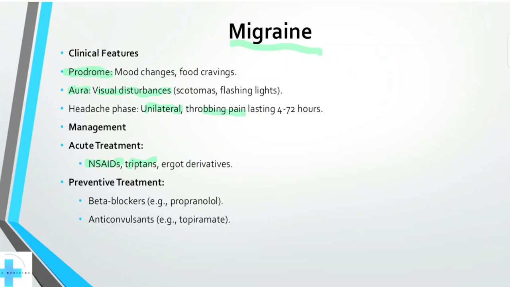Now, you want to prevent getting such a serious headache, at least such a painful headache. So you can give a beta blocker, like propranolol, or anticonvulsants like topiramate, but topiramate also has some side effects that you don't really see it being used too much in certain places.